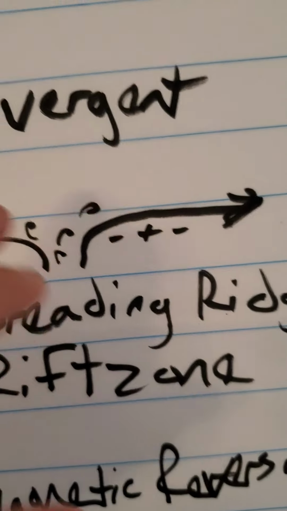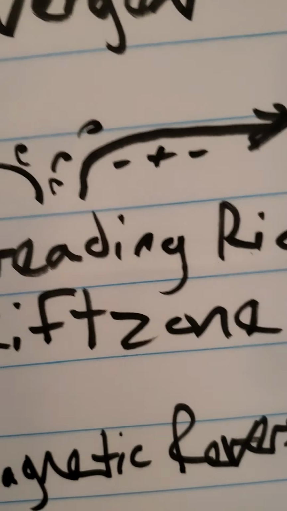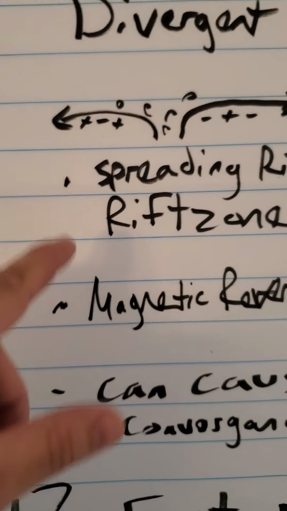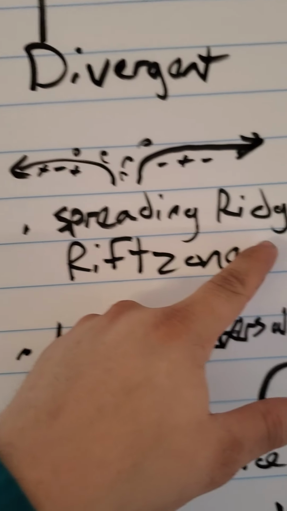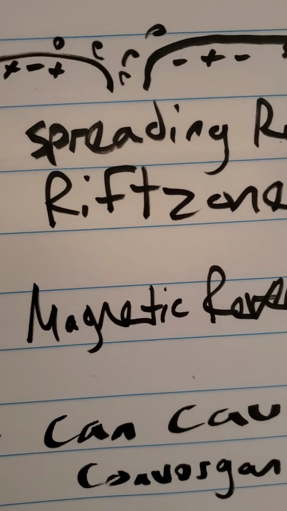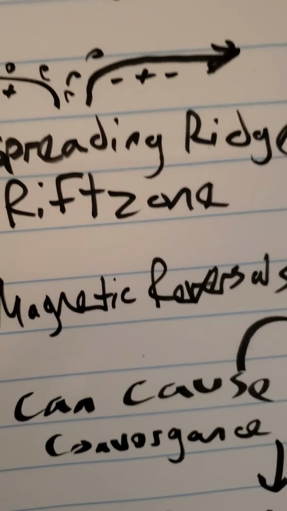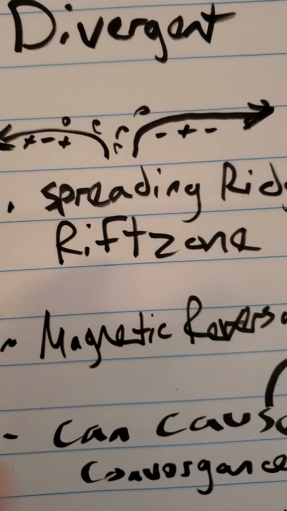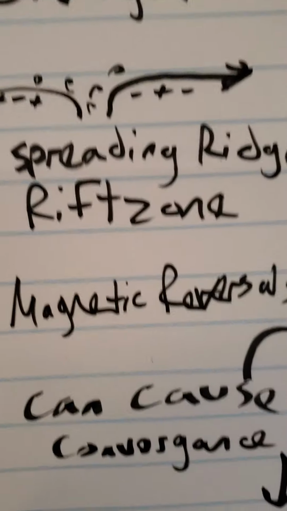You have earthquakes, but they're not as strong. So we have two names for these. Spreading ridge, this is what we see on the bottom of the ocean, and we have a rift zone, or a continental rift zone. A popular one that you'll see is in East Africa, on the continent, and you do actually see the rift zone there.